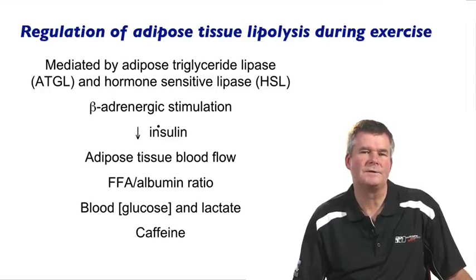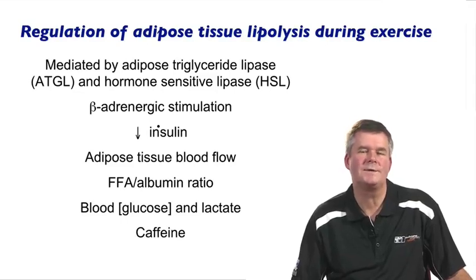Because free fatty acids are hydrophobic, they have to be transported on albumin, the major plasma protein. And the ratio of the binding of free fatty acids to albumin is also an important determinant of the mobilization of free fatty acids from adipose tissue. The blood glucose concentration, both directly and also via effects on insulin, can influence the mobilization of fatty acids. And it's also known that lactate can inhibit fatty acid mobilization or lipolysis in adipose tissue.